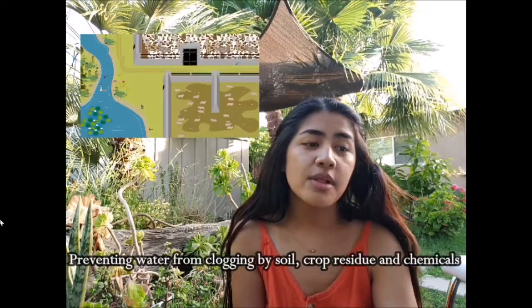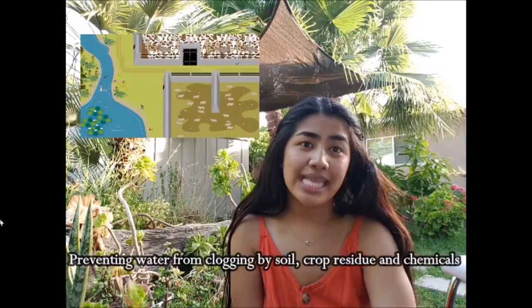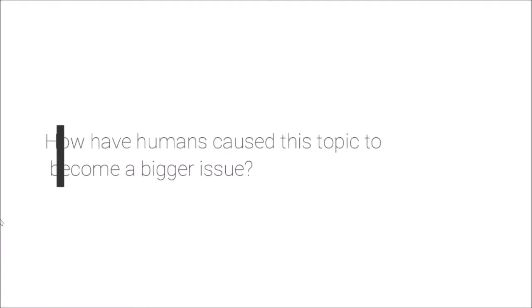Less soil tilling also means better moisture retention in the soil and reduced runoff, preventing water from being clogged by soil, crop residue, and chemicals. How have humans caused this topic to become a larger issue?